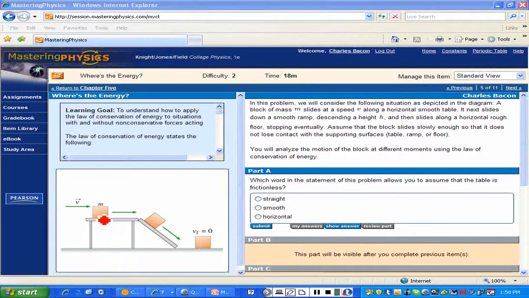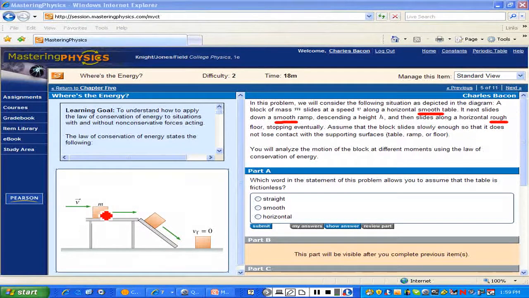We are told the following situation. A block of mass m slides at a speed v along a horizontal smooth table. The word smooth is used to indicate no friction. It slides down a smooth ramp. Again, no friction. And then slides along a rough floor. Rough meaning there's friction. Those are what those words mean.